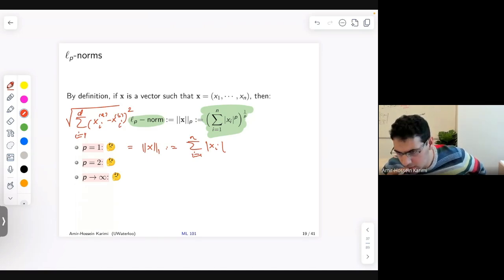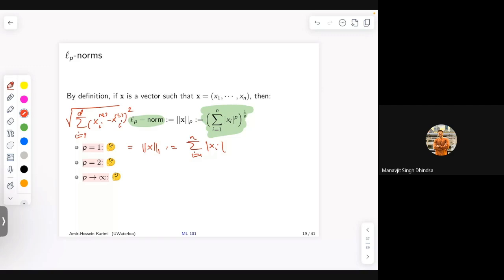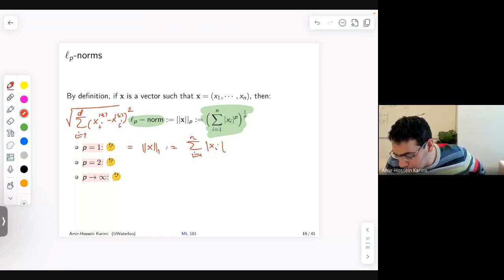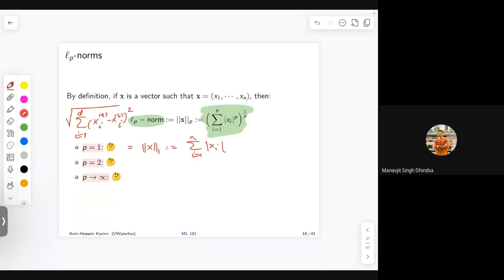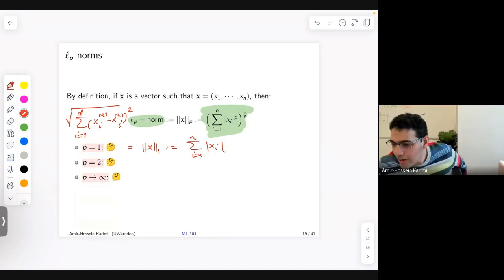And what do we call this, Manavjit? Sorry, I couldn't hear you. I was saying, what do we call this particular norm? The L1 norm is what you mentioned earlier. I think Manhattan distance is called L1. Right, Manhattan distance. And why is that?